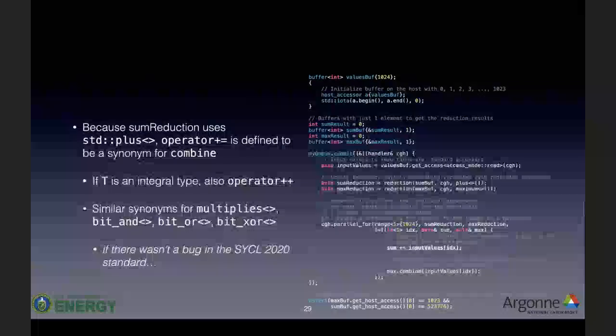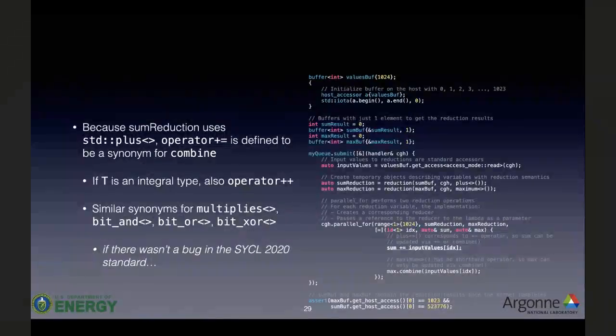Hopefully that gives you a flavor for how reductions are working in SYCL 2020. Any other questions on them?